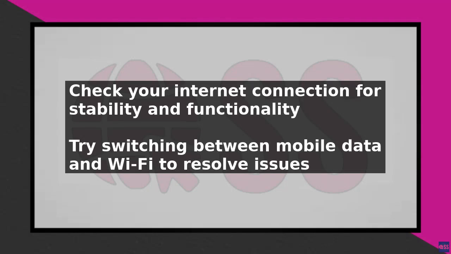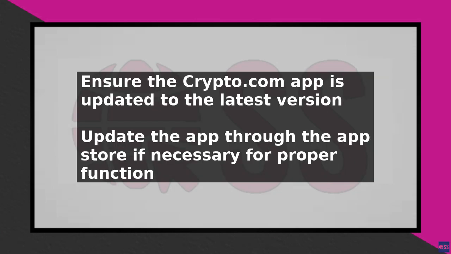To fix the Crypto.com app when it's not working, there are several potential solutions to try. The first step is to check your internet connection, as a stable connection is required for the app to function properly. Try switching from mobile data to Wi-Fi or vice versa to see if this resolves the issue.